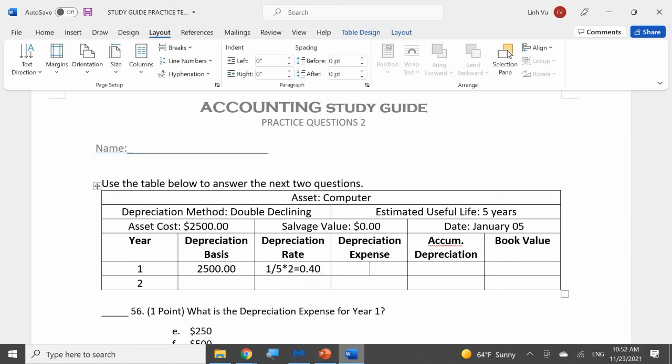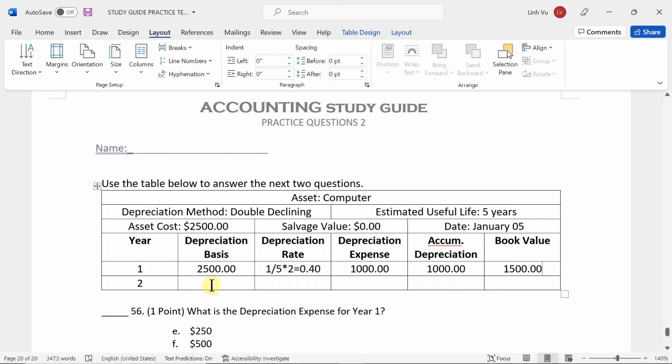So then what's going to be my depreciation expense for year 1? 1,000. So that will leave you 1,500. Then what is going to be my depreciation basis for year 2? 1,500. It's going to be the beginning of the year's book value. My depreciation rate is going to be 40% once again. So then what is going to be my depreciation expense for year two? $600. So that becomes 1,600, which becomes 900.